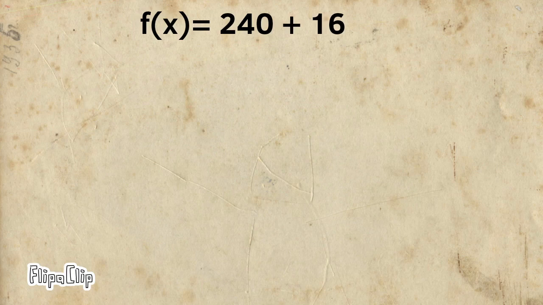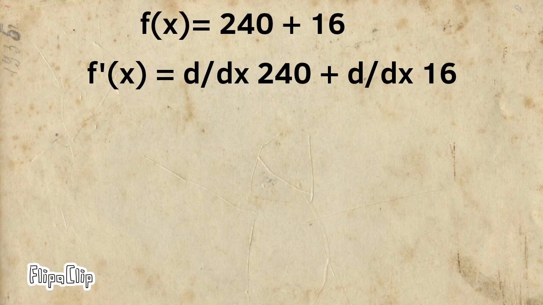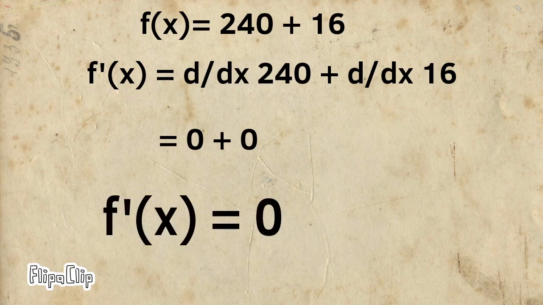We have another example. f of x equals 240 plus 16. Same process, we have to get the derivatives of each term. So we have f prime of x equals the derivative of 240 plus the derivative of 16. Since they're all constant, it will become 0 plus 0. Our final answer is f prime of x equals 0.